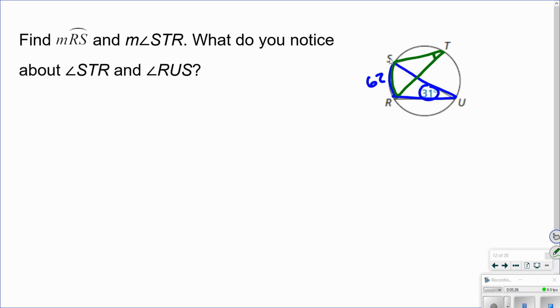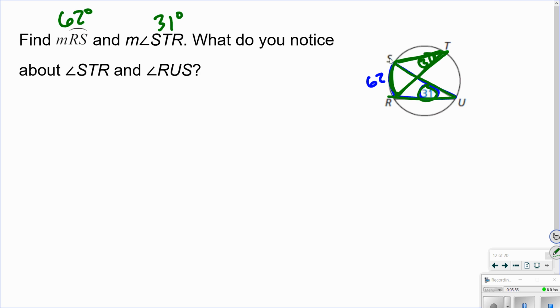So that angle is half of that, so it would be 31. So now we got our two answers, 62 degrees and 31 degrees. Something I want you to notice here is that if you're noticing that STR intercepts that arc, SUR also intercepts that arc, that means they both have to be half of that arc, so they both have to be equal to each other.